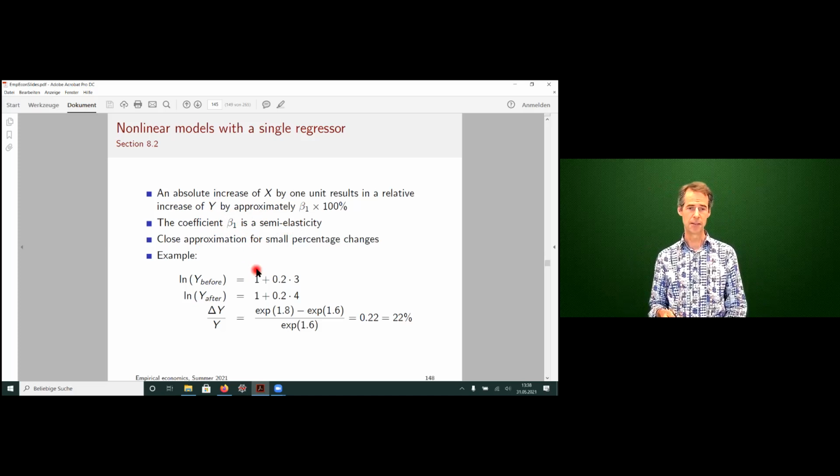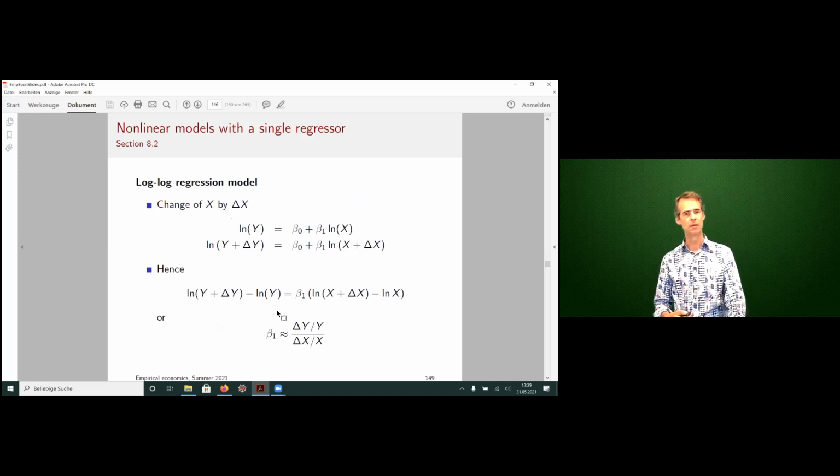So let's look at an example again. On the right-hand side, we have an intercept of 1, slope coefficient 0.2, and x value 3, and we move that up by 1 unit to 4. We look at the change in y, and we can see that the change is roughly 22%. So you can see here that 0.2 is approximately the percentage response of y if we increase x by 1 unit. Right, that's the second case.